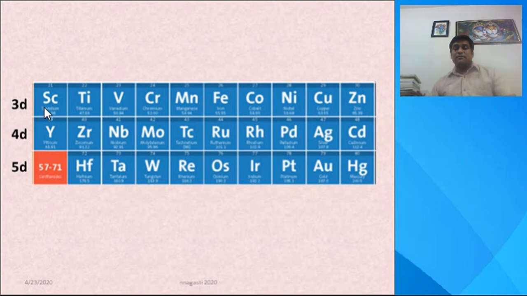Starting from element scandium to zinc, we have 10 elements: scandium, titanium, vanadium, chromium, manganese, iron, cobalt, nickel, copper and zinc. Remember, maximum number of electrons a d orbital can accommodate is 10, and starting from d1 to d10, we have 10 groups. So there are 10 groups in these d block elements. So in 3D series we have 10 elements in total.